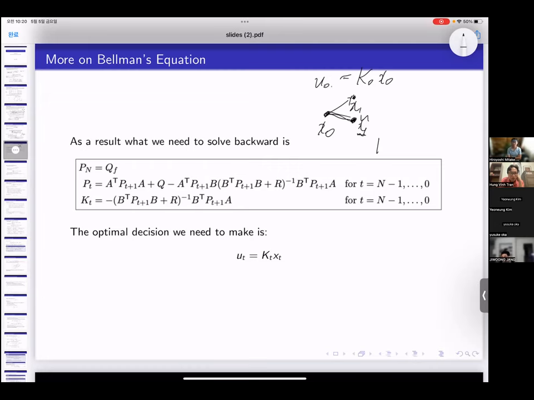So, in summary, we have the recursive relation for P_T, and at the end of the day, we can determine the optimal control gain matrix K_T, and based on that, we can determine the optimal control action at each state x_T.